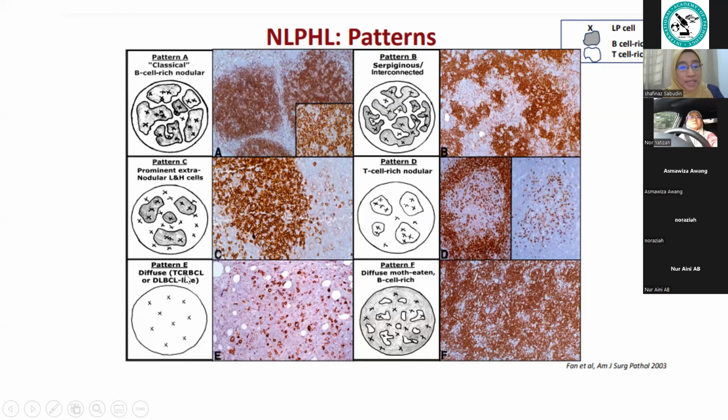Okay. Now pattern E is the one that has the most similarity with histiocyte-rich B-cell lymphoma, and so the name is the T-cell histiocyte-rich B-cell lymphoma-like, or DLBCL-like pattern. It is a diffuse pattern. You don't see any more nodular configuration, and it is dispersed with all these large LP cells. And pattern F is a diffuse moth-eaten architecture, and the background is dominated by B-cell lymphocytes.